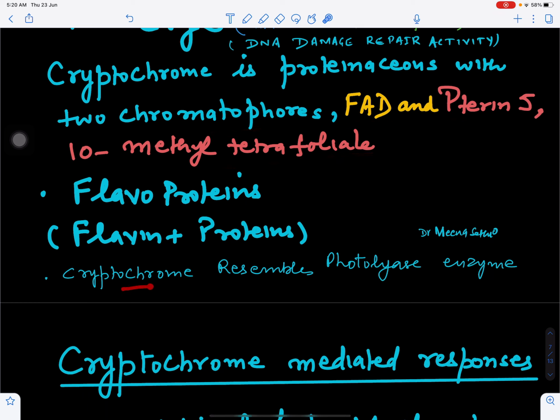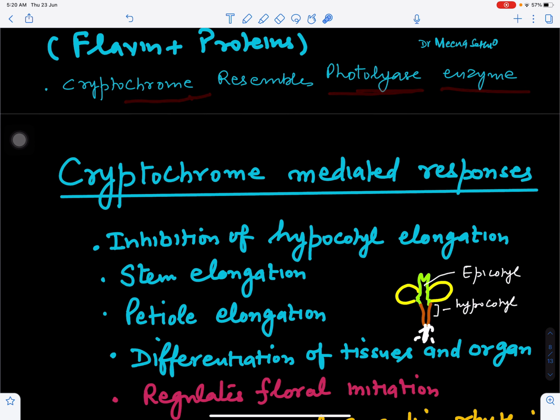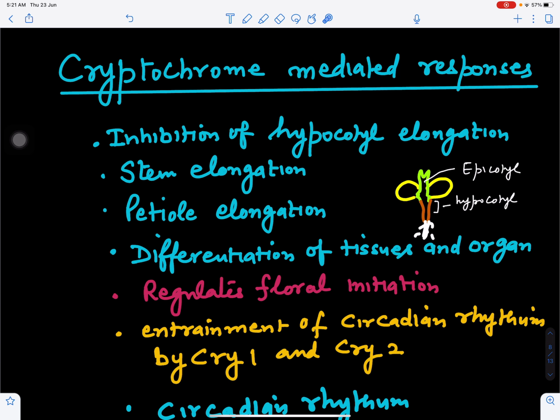Usually, cryptochrome also resembles the photolyase enzyme. Now, what is photolyase enzyme? When DNA is exposed to UV light, it is damaged. When it is damaged, then this is repaired with the help of photolyase enzyme. So that is called a DNA repair enzyme. Actually, cryptochrome is not causing the DNA repair, but its structure resembles the photolyase enzyme, which is involved in the DNA repair phenomena. So some of the cryptochrome mediated responses are this: inhibit hypocotyl elongation.